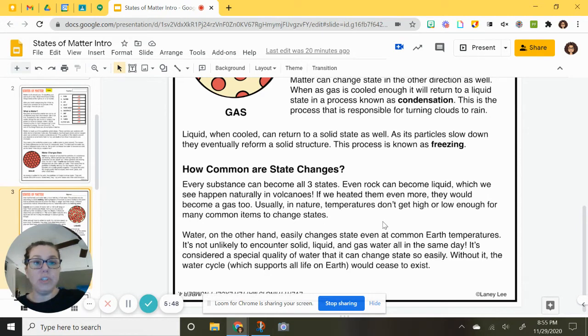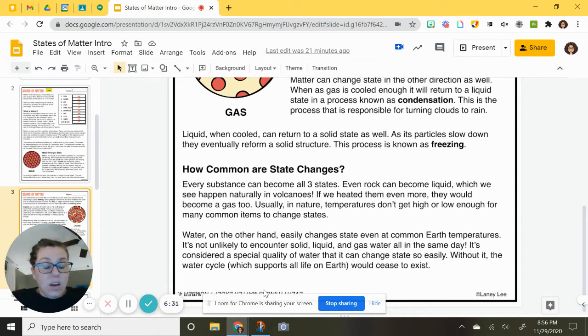Usually in nature, temperatures don't get high or low enough for many common items to change states. Water, on the other hand, easily changes states, even at common Earth temperatures, which is probably why teachers use the water example so much. It is not unlikely to encounter solid, liquid, or gas water all in the same day. It's considered a special quality of water that it can change state so easily. Without it, the water cycle, which supports all life on Earth, would cease to exist. And I can agree with that.